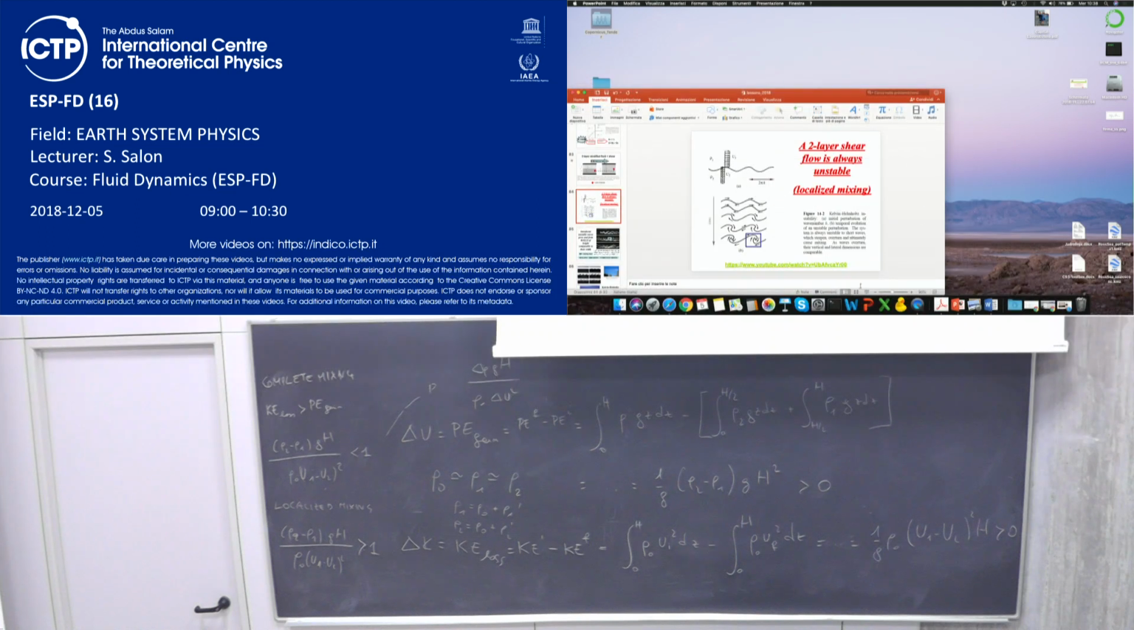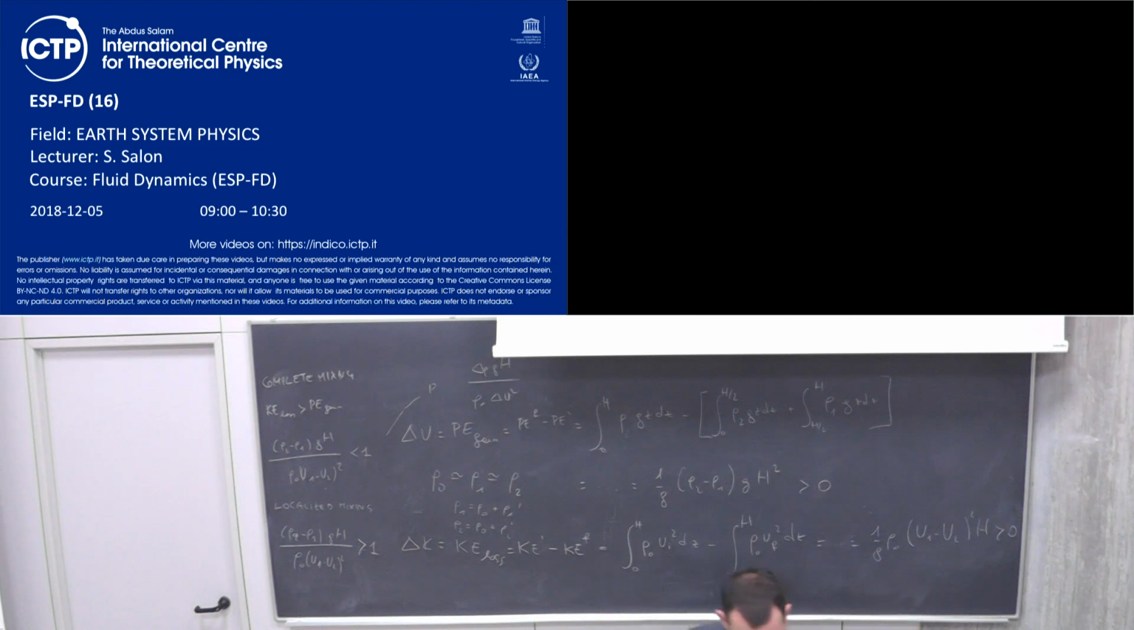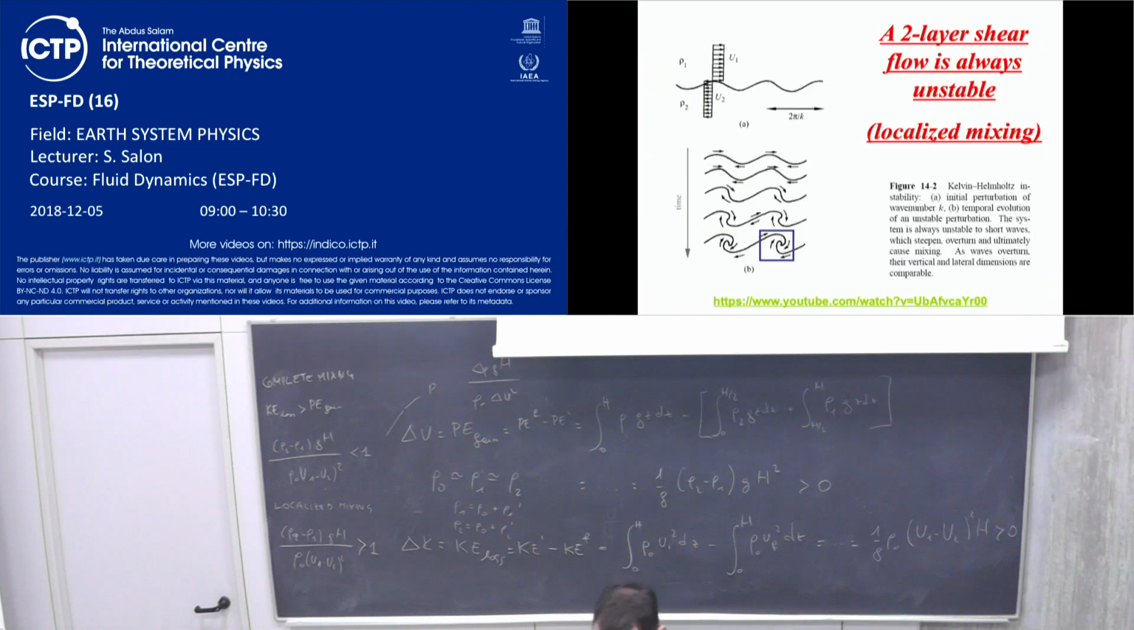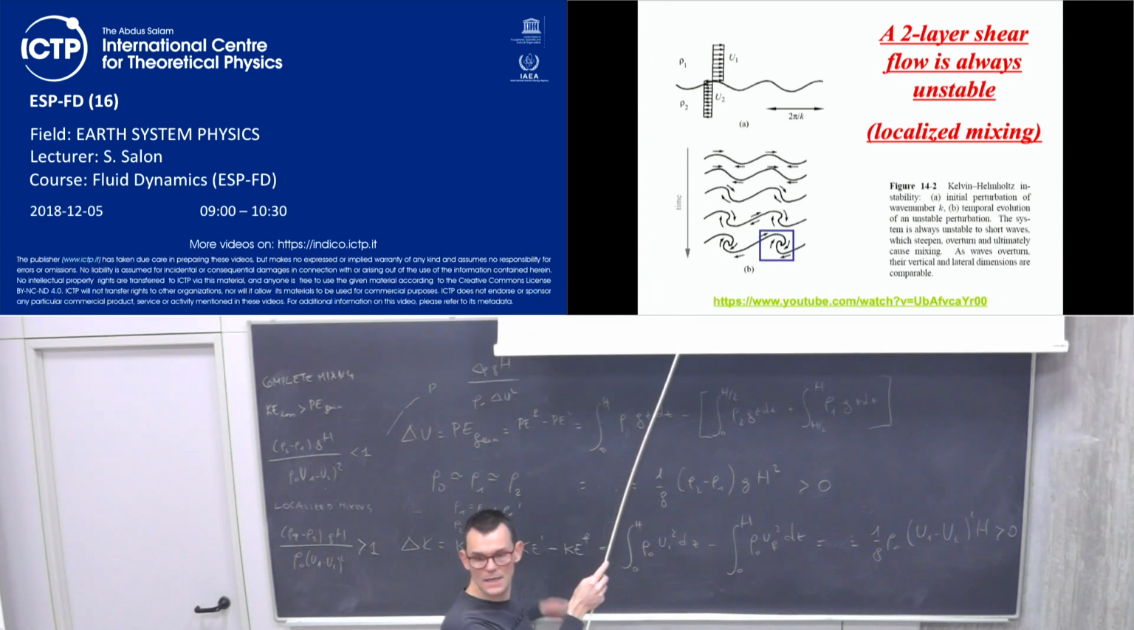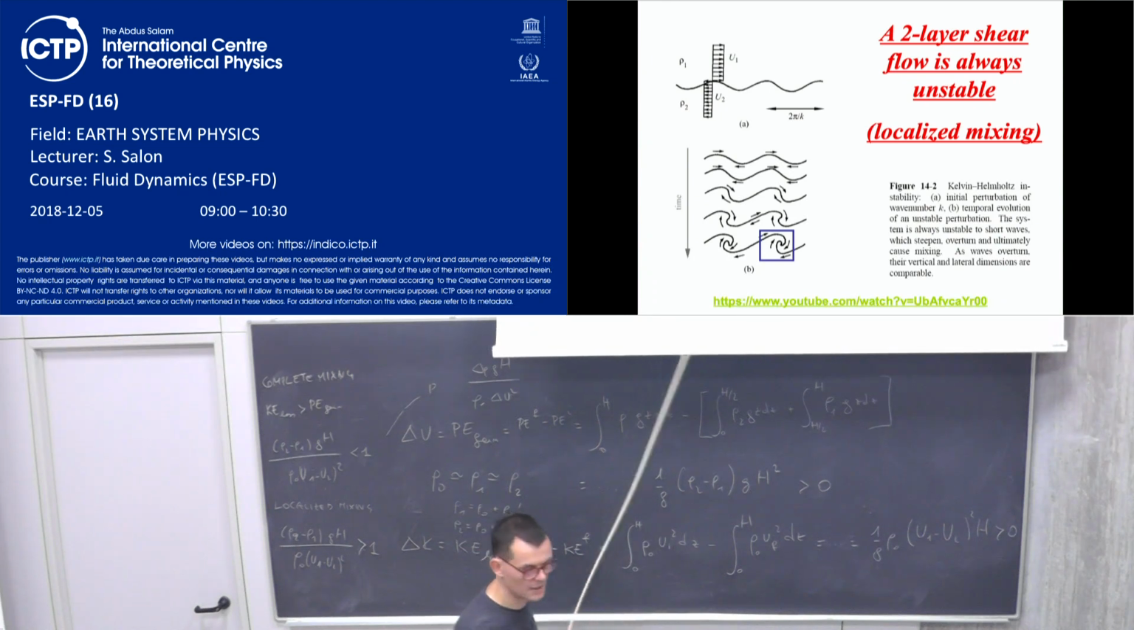Okay, so very nice exposition of the Kelvin-Helmholtz instability. So we start from an undisturbed flow. There is a perturbation of the wave number k, and this creates this pattern, which are called billows. And then after that, as you see, we have mixing.